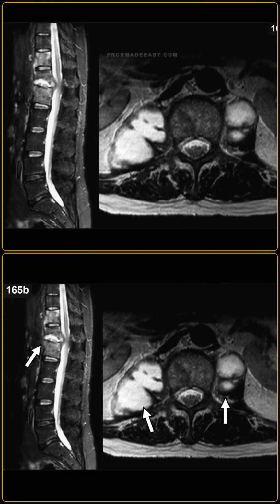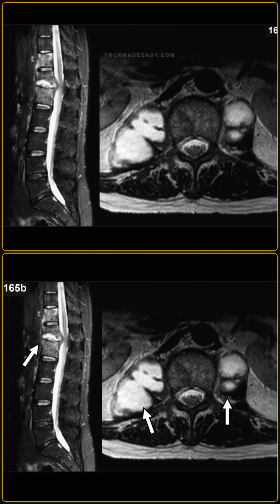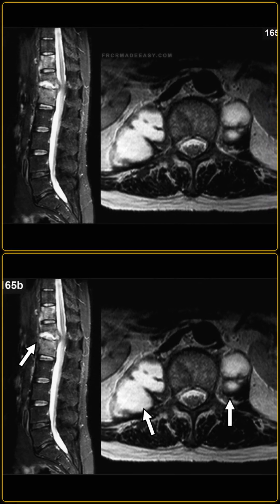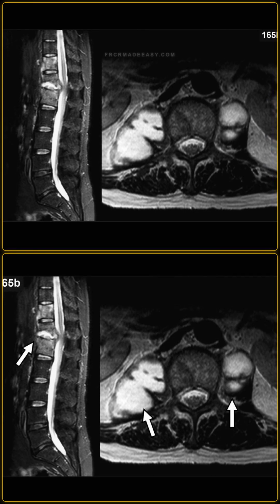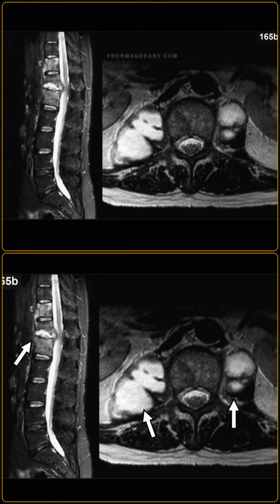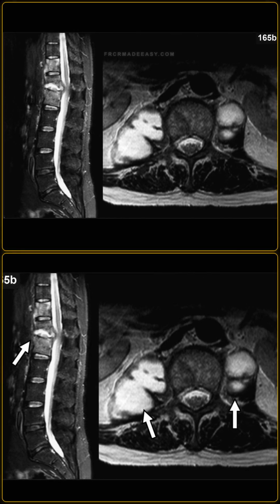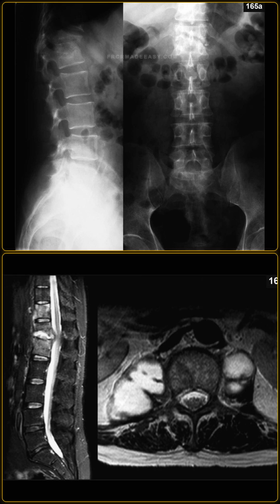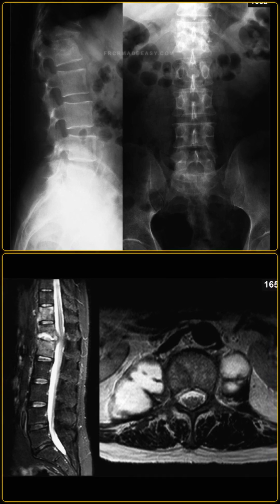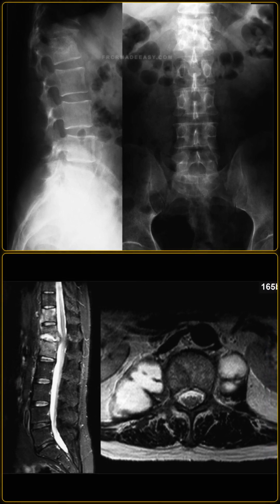The axial T2-weighted MRI demonstrates bilateral, large, hyperintense fluid collections within the psoas muscles, consistent with bilateral psoas abscesses. These findings confirm tuberculous spondylitis or Pott's disease with associated psoas abscesses. Discuss the clinical significance of psoas tracking and the neurological risks associated with this condition.